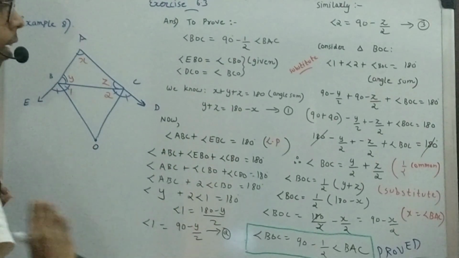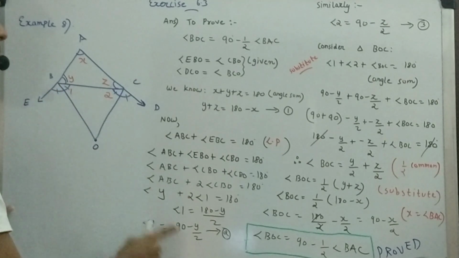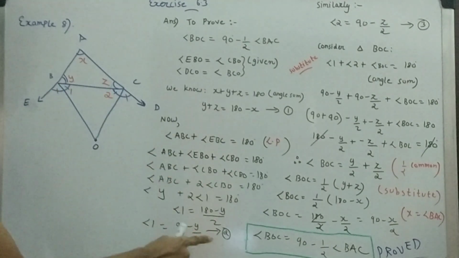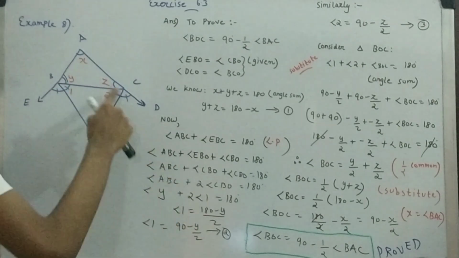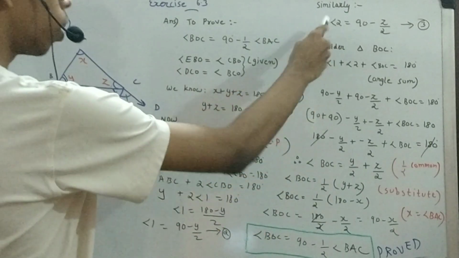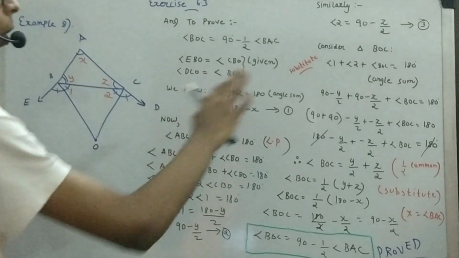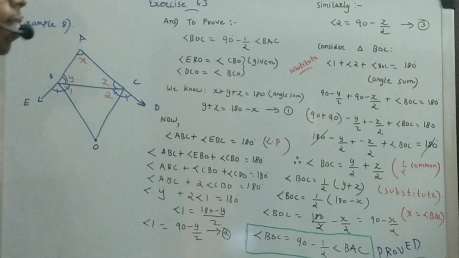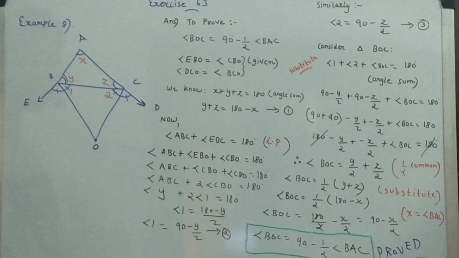So, you should understand the pattern that you are getting over here. Here angle 1 is equal to 90 minus y by 2. Here also this 2 will be 90 minus z by 2. Here the angle was y, so we got y by 2. Here the angle is z, so we will be getting z by 2. So you don't need to take the linear pair and do all those steps here also. You can directly write angle 2 is equal to 90 minus z by 2. Okay, so you can consider this as equation number 3.